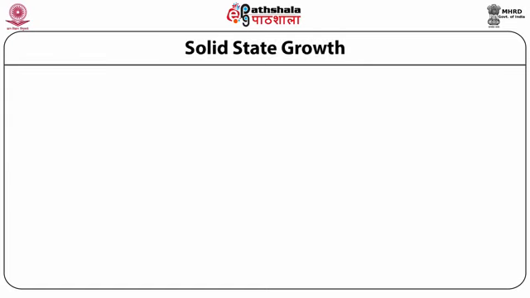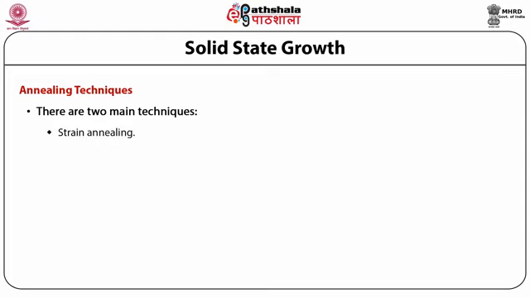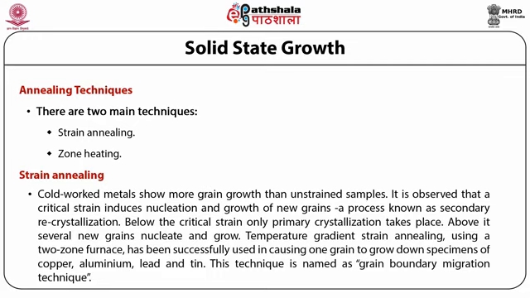Now we shall talk about annealing techniques. There are two main techniques: strain annealing and zone heating. Now let us take up strain annealing. Cold worked metals show more grain growth than unstrained samples. It is observed that a critical strain induces nucleation and growth of new grains, a process known as secondary recrystallization. Below the critical strain, only primary crystallization takes place. Above it, several new grains nucleate and grow.